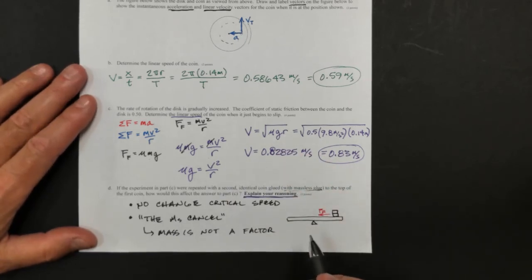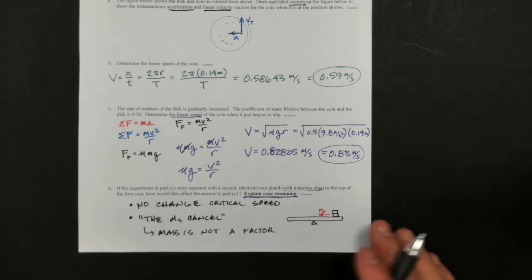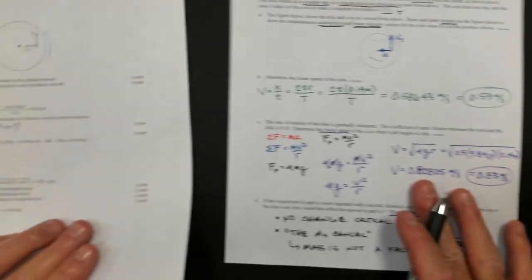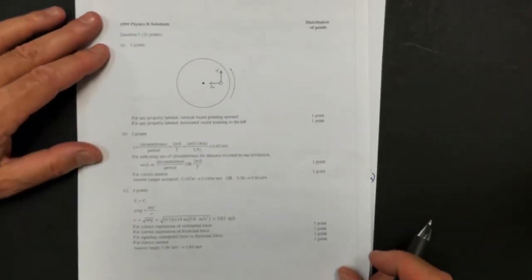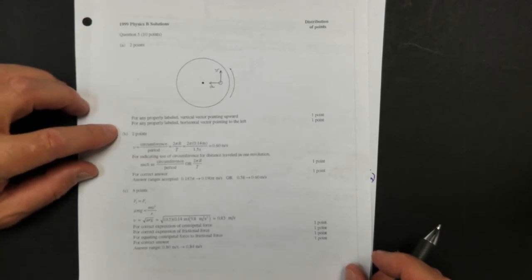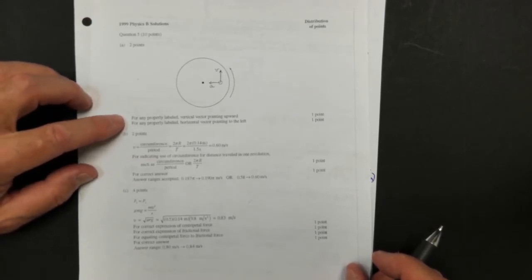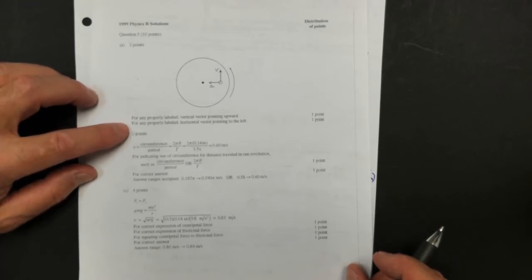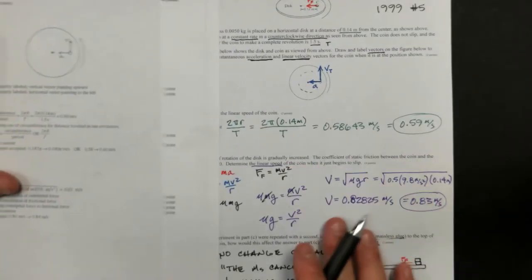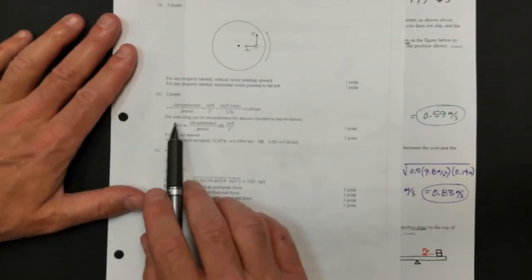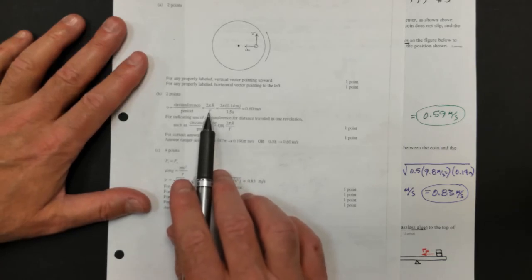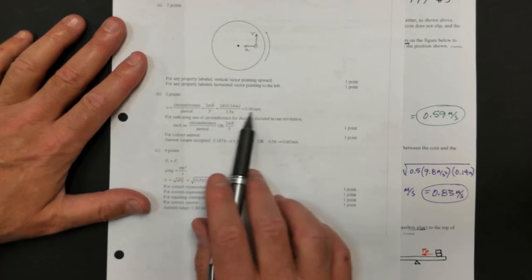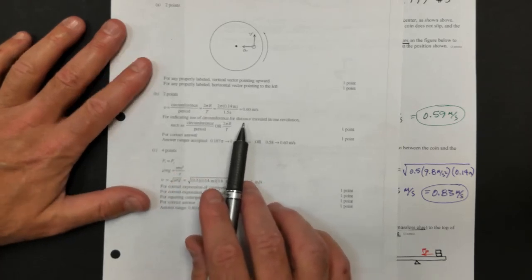Okay, so let's take a look very quickly at how we did, so to speak. These are the scoring guidelines from the 1999 physics test, and it's a little faint here, but for the first part, they said for any properly labeled vector for velocity pointing upward, and any properly labeled horizontal vector pointing to the left, and of course that's what we have. The 2 points for part B were deriving the expression for the linear speed, which is of course the circumference over the period. Plug and chug, and you should get 0.6. We got 0.59, which is close enough.